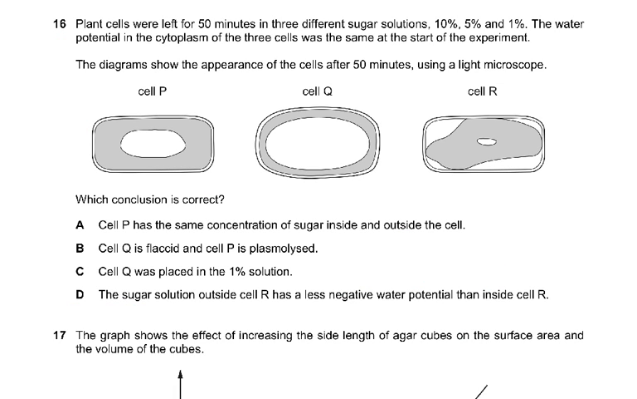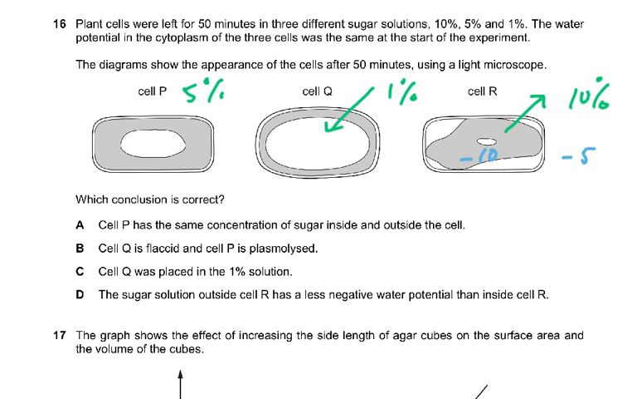Question number 16. Plant cells were left for 50 minutes in three different sugar solutions, 10%, 5%, and 1%. The water potential of the cytoplasm of the three cells was the same at the start of the experiment. The diagram shows the appearance. What has happened? Water has moved out. So that means what would be the case? When will water move out of a cell? When it is placed in a solution where the inside has a higher water potential and the outside has a lower water potential.